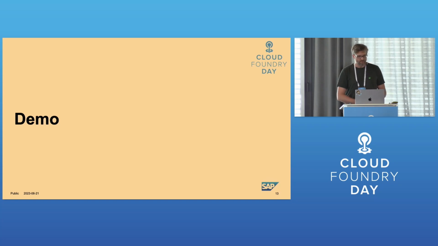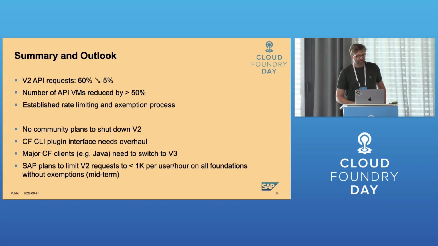So this was the short demo. Now summary and outlook. So what we showed is that we were able to, mostly due to the rate limiting we introduced, also by trying to motivate the usage of CF CLI version 8, reduce the number of API requests based on v2 from about 60% to 5%. And this contributed a major part to the overall reduction of the API VMs we had of more than 50%.